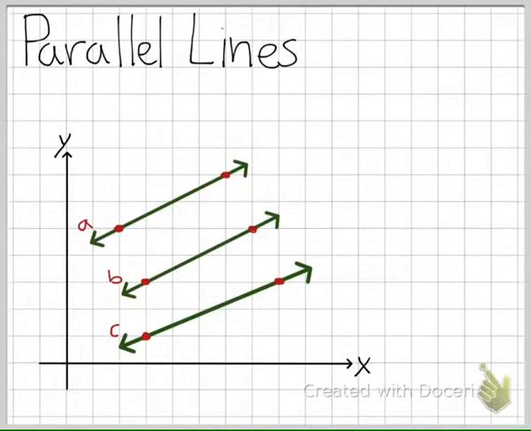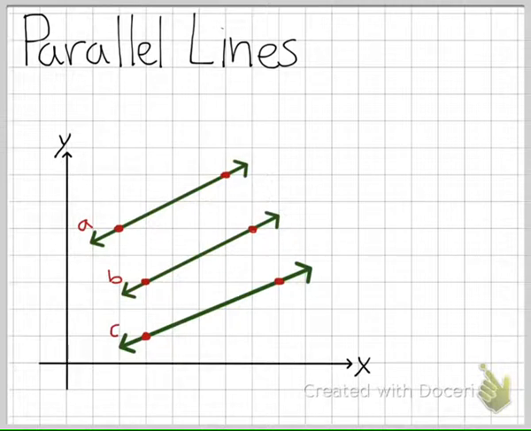If we had graphed some lines and we wanted to determine if they're parallel, we have to consider the definition of parallel lines to help us out. Parallel lines are coplanar lines that do not intersect. Now, all of our lines are on the same plane because we've graphed them, but we want to see if they intersect or not.